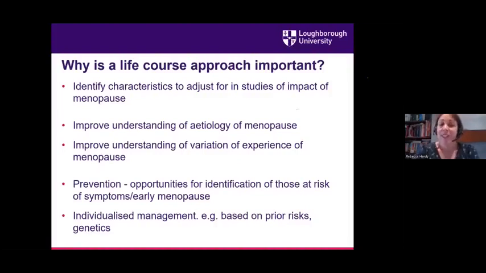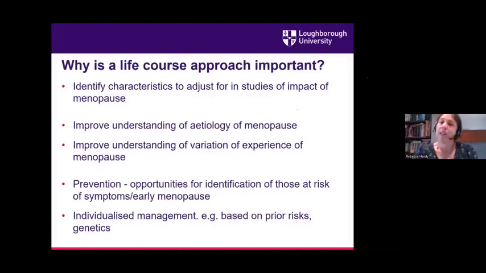More importantly, and perhaps more exciting, I think it can improve the understanding of the underlying mechanisms and etiology of menopause. For example, perhaps if we can understand what's underlying that relationship between cognition and ovarian function, that might highlight some as yet unknown mechanisms of menopause. And it can improve the understanding of the variation of experience of menopause, so act as an education for women themselves and also for healthcare providers to understand the variation of experience that occurs at menopause and the characteristics that might influence that.